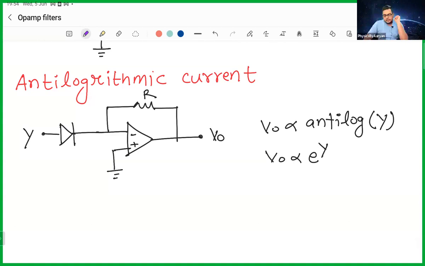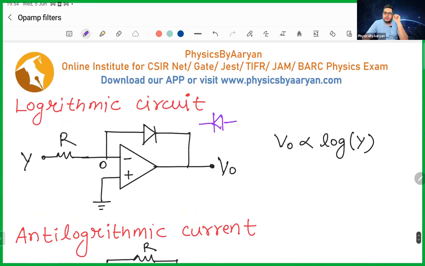Now I have one question for you before I end this class. What will change if I reverse the polarity of this diode? My diode is something like this. Let's say I attach my diode in reverse. I change the polarity of my diode, I make the N side on this and the P side on the other side. What will happen to my circuit? Will it still be log and anti-log, or will it not be log and anti-log, or will it be minus log? Will it be a phase change, a function change, or a gain change? What will happen?